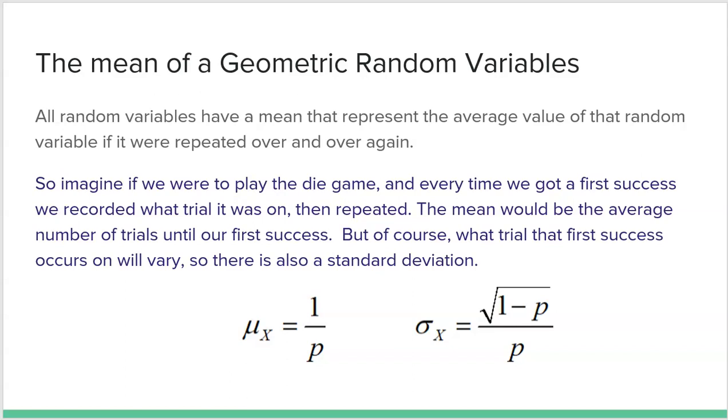So there is a standard deviation here as well. It's a slightly more complicated formula, but still fairly easy. Square root of 1 minus p on top. 1 minus p would be your probability of failure. Excuse me, divided by the probability of success, p.